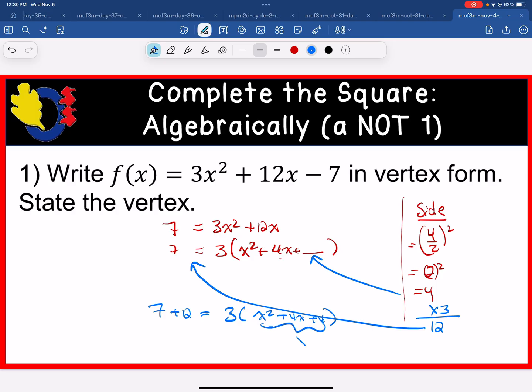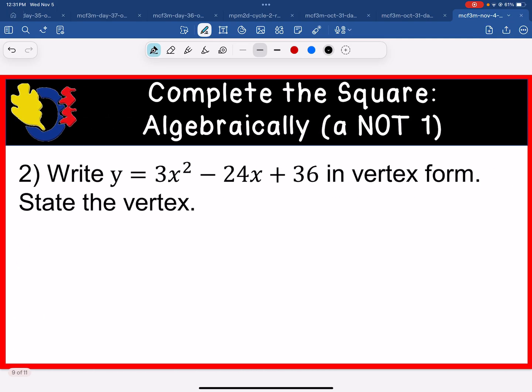I'm going to factor out this perfect square trinomial, 1, 1, 2, 2. So we're going to get 19 is equal to 3 times x plus 2 squared. And we're going to bring the 19 back over. So f of x, or y, is equal to 3 times x plus 2 squared minus 19. So the vertex is -2, -19. So just like before, whatever is in the brackets before we square it, that should be in the bracket here as our perfect square, as our h value.